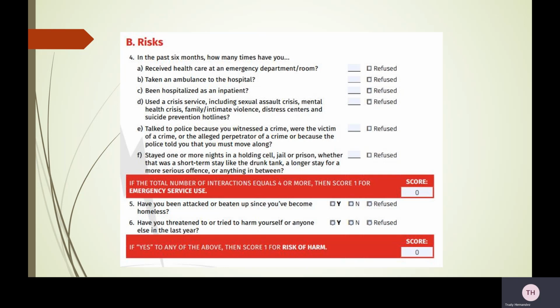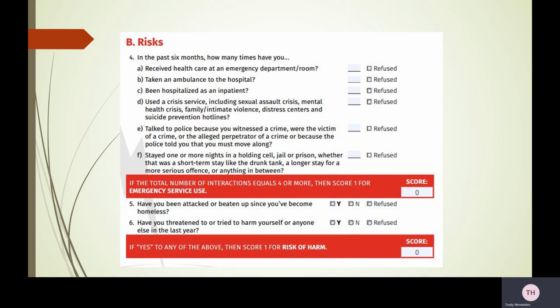So for question 4, if the total number of interactions equals 4 or more, then they would score a 1 for emergency service use. Questions 5 and 6 are looking at risk of harm. So if they say yes to either one of these, they'll score a 1.